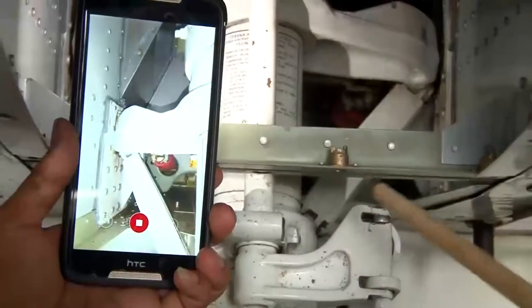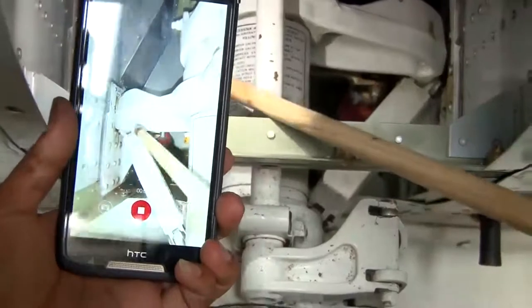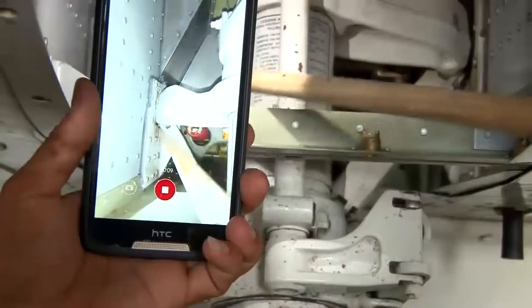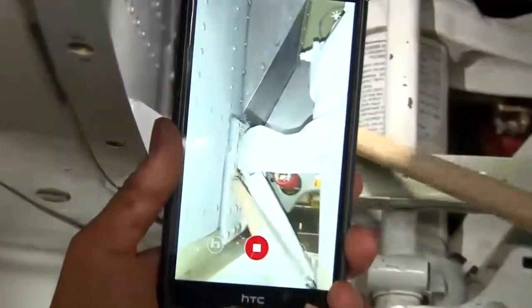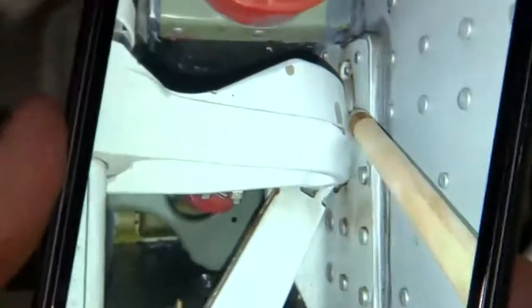This is your steering bell crank. You can see the nose landing gear attachment of Cessna 206 aircraft. This is one attachment, and then this is another attachment. The two attachments for the fixed nose landing gear of Cessna 206 aircraft.